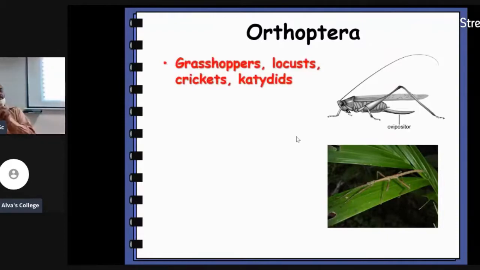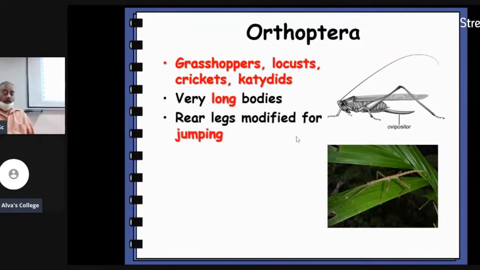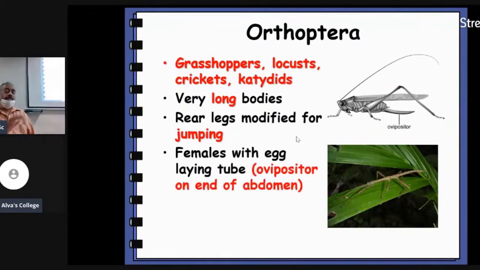Orthoptera is an order in which we have grasshoppers, locusts, katydids, and crickets. And I'm sure that whenever you have visited some wild areas, you must have heard crickets calling during night time. So they are called crickets. And these grasshoppers are long-bodied, long-legged creatures with the third pair modified for jumping.